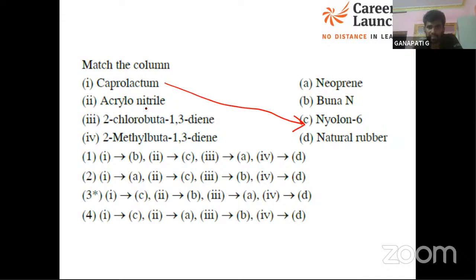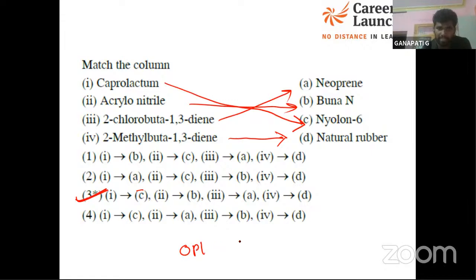Acrylonitrile, you know, gives acrylonitrile butadiene. The 2-methyl one is natural rubber, and chloroprene gives neoprene. So for that matching, the first one is C and the second one is B. So it is matching to the third option. Option 3 is correct here. It is a very, very simple question. Let's move to the next question.